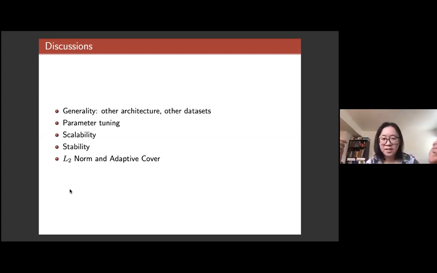Scalability, stability, and then L2 norm and adaptive cover. Here, when I say adaptive cover, I'm saying that the size of the cover element changes with respect to the distribution of the L2 norm. That's what I mean.